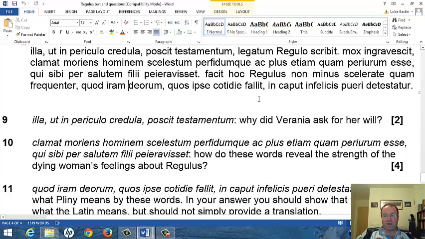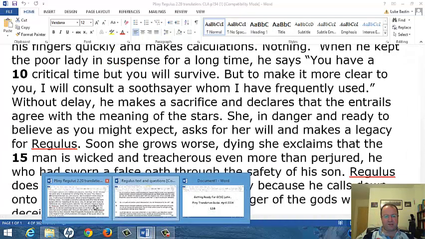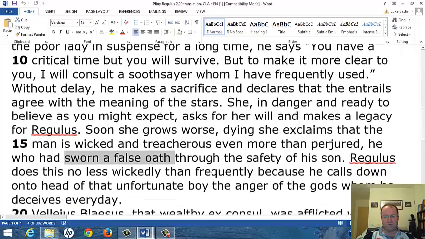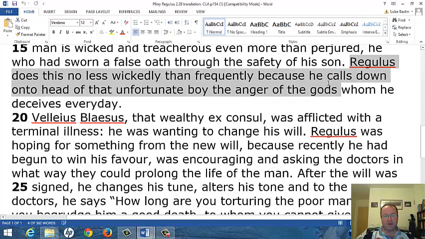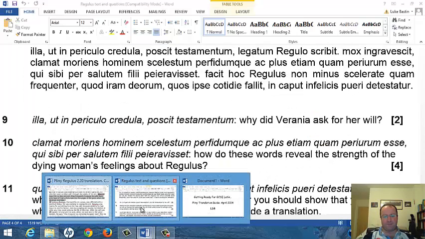Okay, facit hoc Regulus non minus scelerate quam frequenter quod eram deorum quos ipse quotidie fallit in caput felicis pueri detestator. Okay, again, this is reasonably hard, so let's go back to the English first of all and just make sure you understand the connections here. So Regulus does this no less wickedly than frequently, because he calls down onto the head of that unfortunate boy the anger of the gods whom he deceives daily or every day.